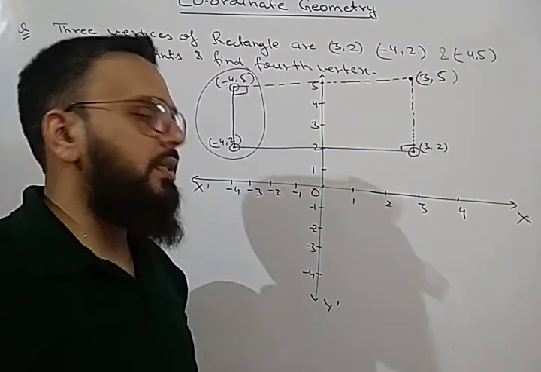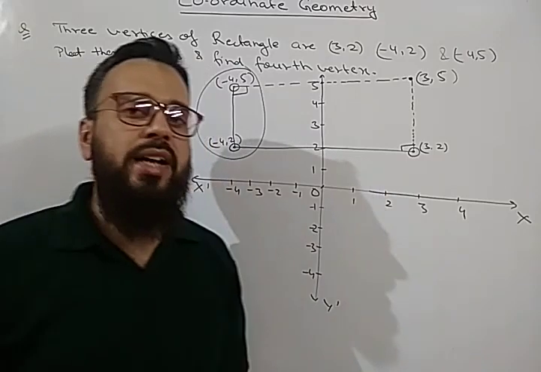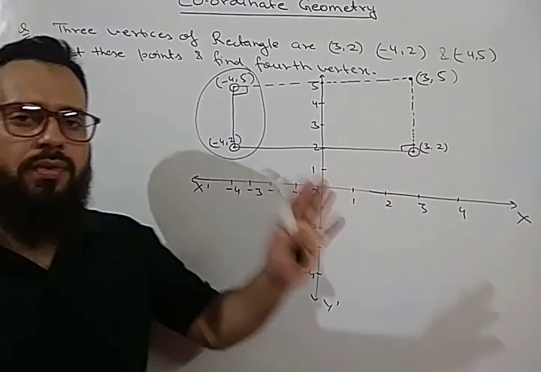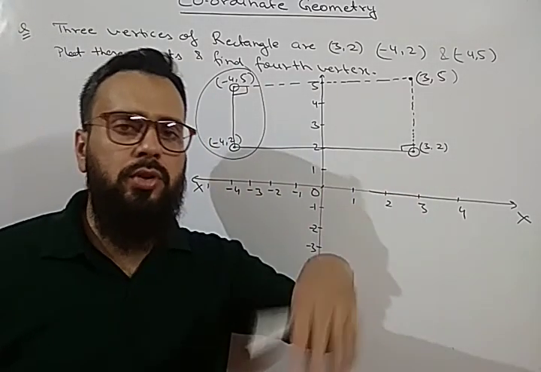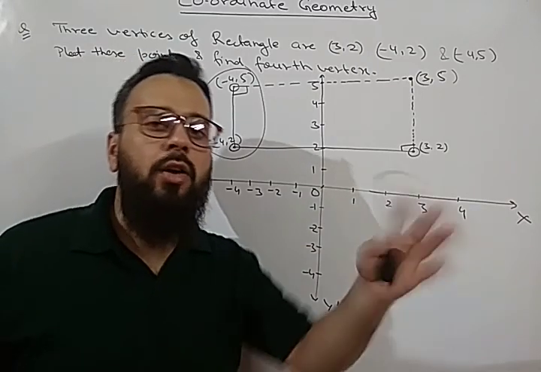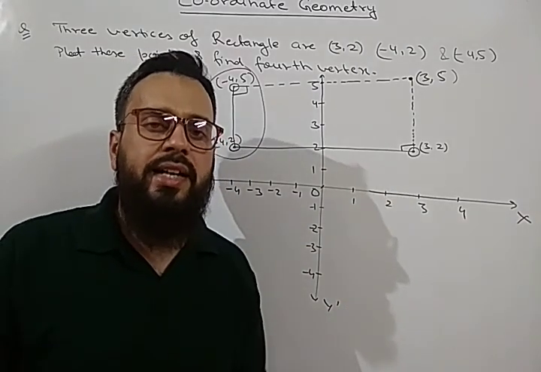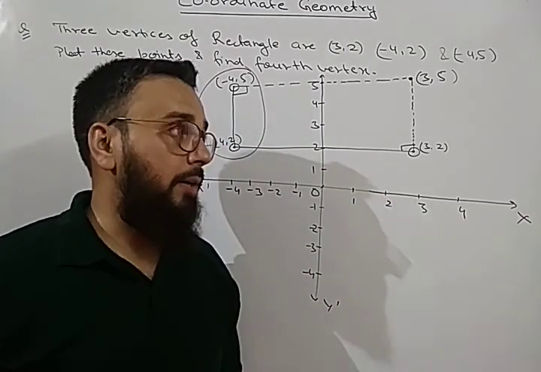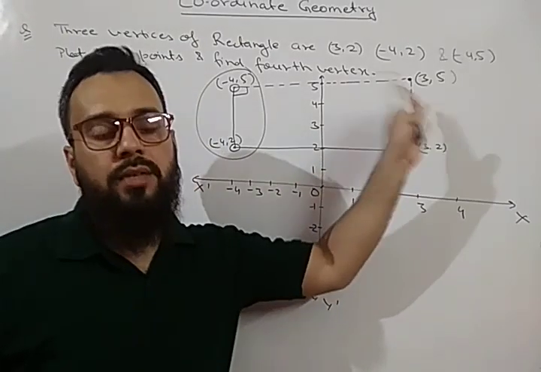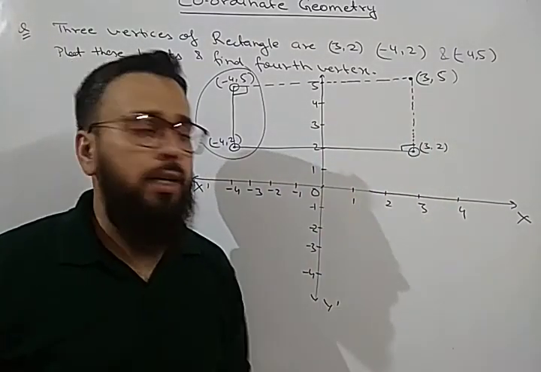And the simple method is, if you draw it on the graph paper, then you can find it very easily. So whenever you have to find the fourth vertex, or the third vertex of a triangle, or the fourth vertex of a rectangle or any other figure, rhombus, parallelogram, you will find it by drawing the figure on the graph paper. Okay, note it down.